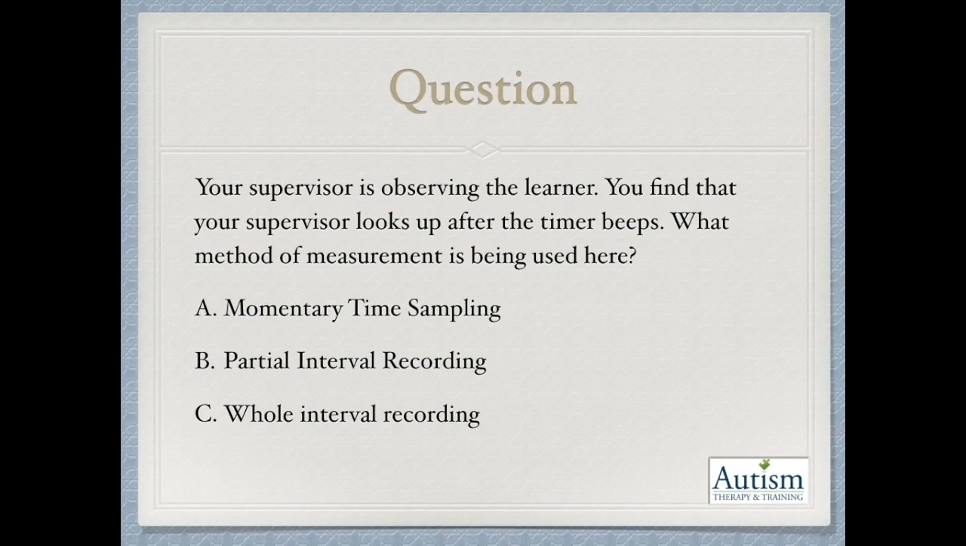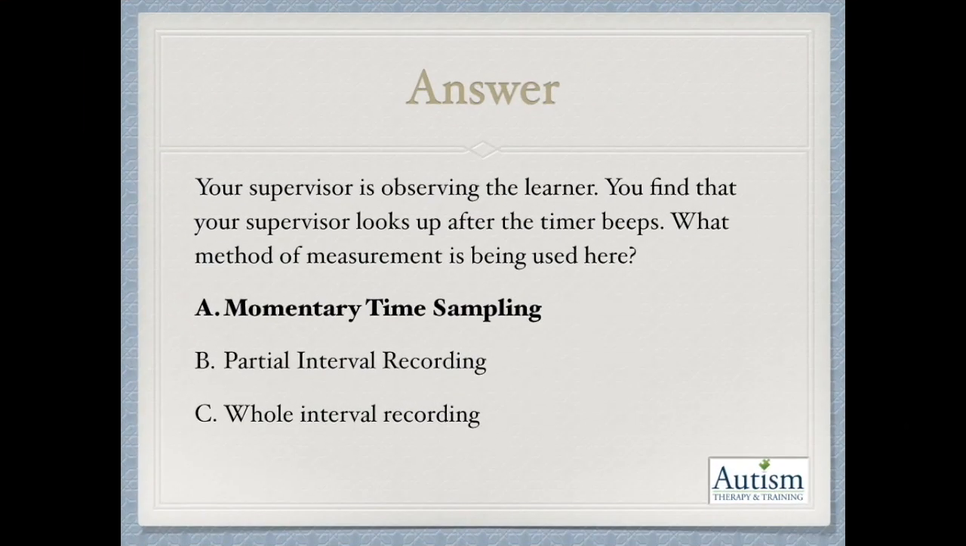Your supervisor is observing the learner. You find that your supervisor looks up after the timer beeps. What method of measurement is being used here? Is it A, momentary time sampling, B, partial interval recording, or C, whole interval recording? And the correct response is A, momentary time sampling.